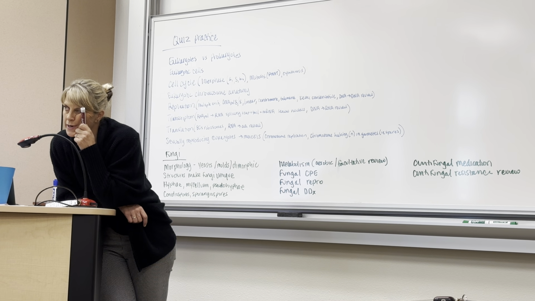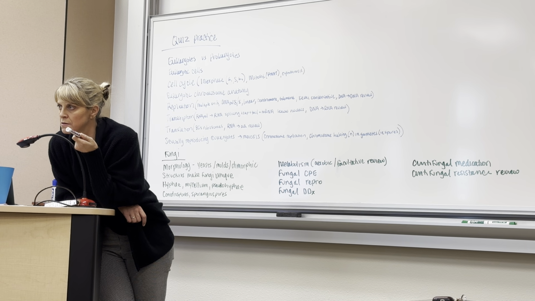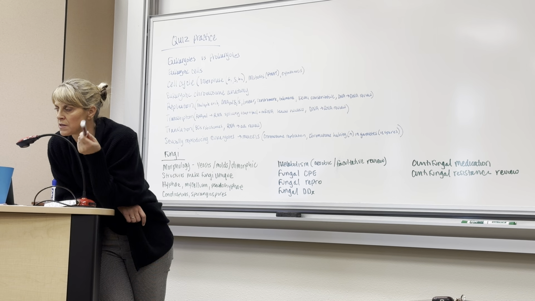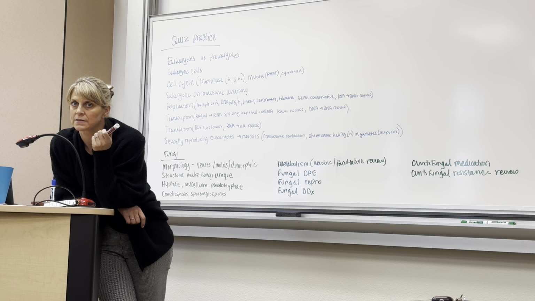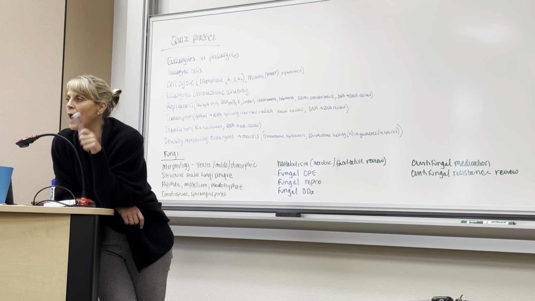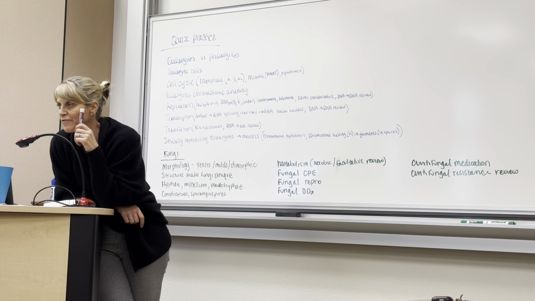The entire body is diploid except for gametes, except for sperm and egg. Okay, so everything else is diploid, meaning that the sperm and egg are haploid. They have half the number of chromosomes of everything else.